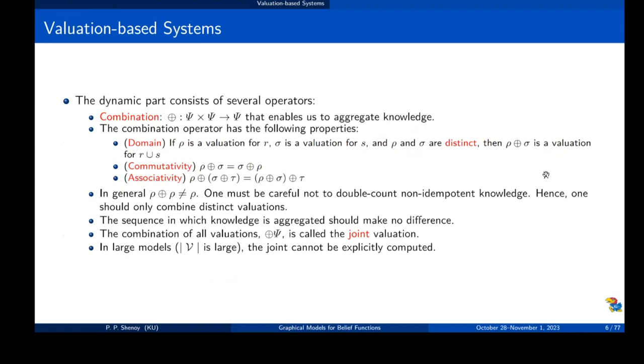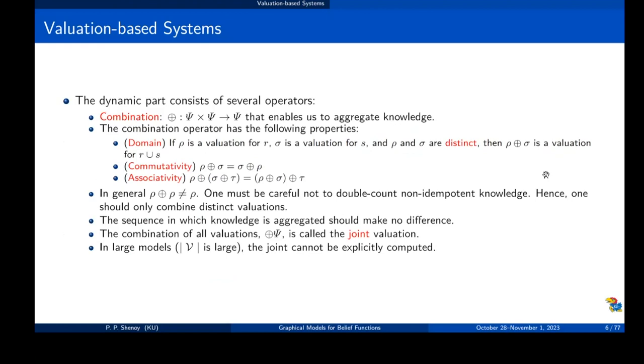So we have to be careful not to double count non-idempotent knowledge. Non-idempotent knowledge is knowledge that doesn't satisfy this. Idempotent knowledge is where you can combine it with itself, like deterministic knowledge, so it doesn't really matter. But if it's non-idempotent, we should not combine it. So we should only combine distinct valuations. This is all in words what I'm saying here.